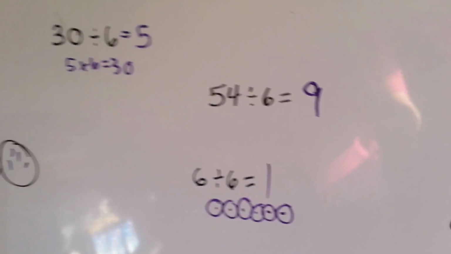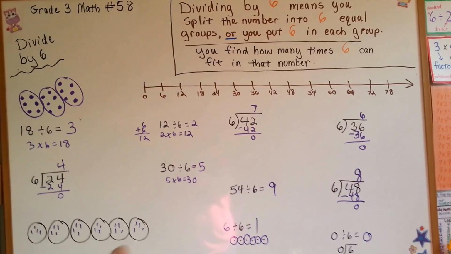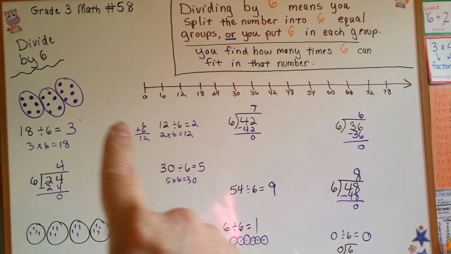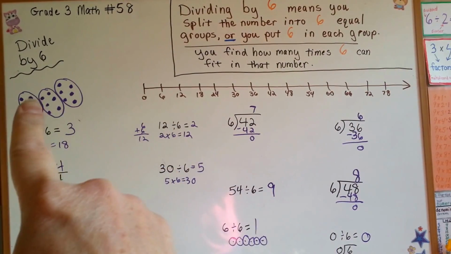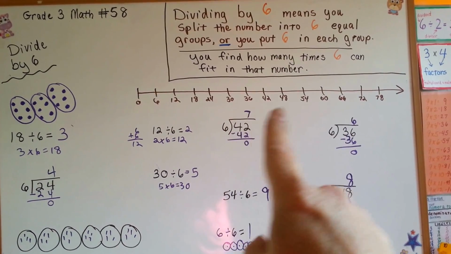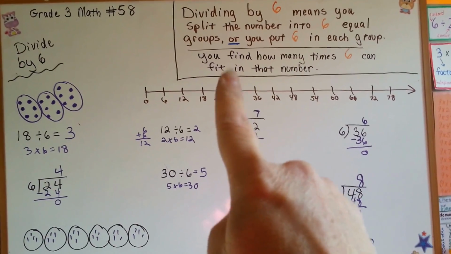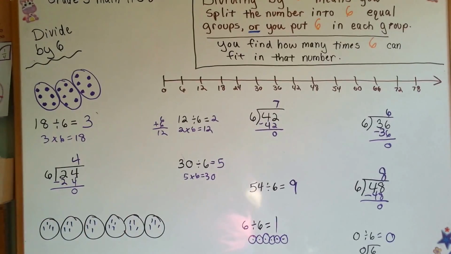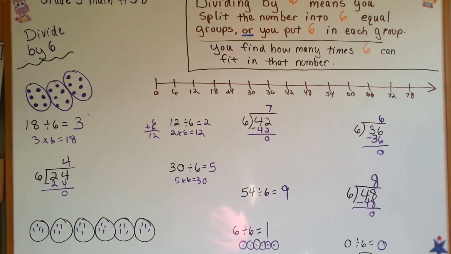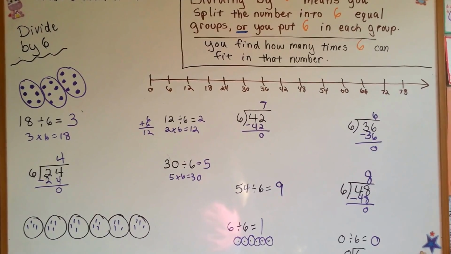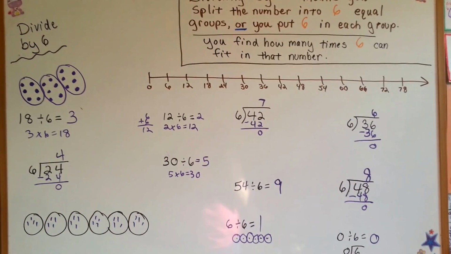So, that's dividing by 6. Remember how we did it. You can split it up like this in groups of 6. You can circle 6 dots at a time, or you can count by 6s on a number line. Either way, you want to know how many times 6 can fit into that number. Memorize your times table. I know I sound like a broken record with that, but it's really important.